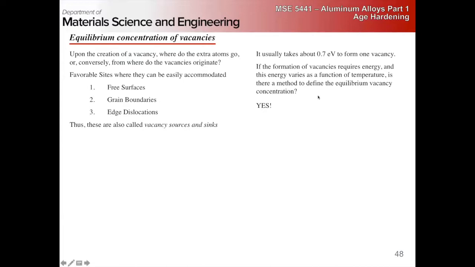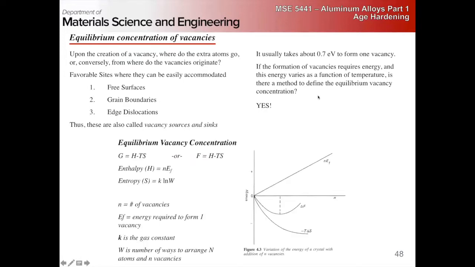Okay? So if we want to think about the equilibrium vacancy concentration, our enthalpy is just going to be that 0.7 eV times the number of vacancies that we form, right? That's monotonically increasing. But we have to think about the other contribution to the Gibbs free energy, the entropy term. If we go from a pure crystal and we introduce vacancies, what does that do to our entropy?